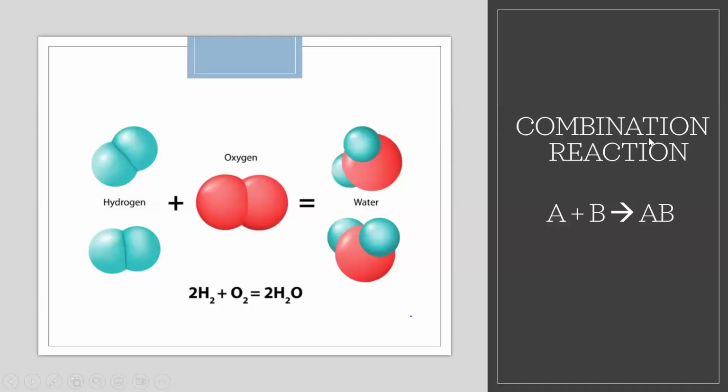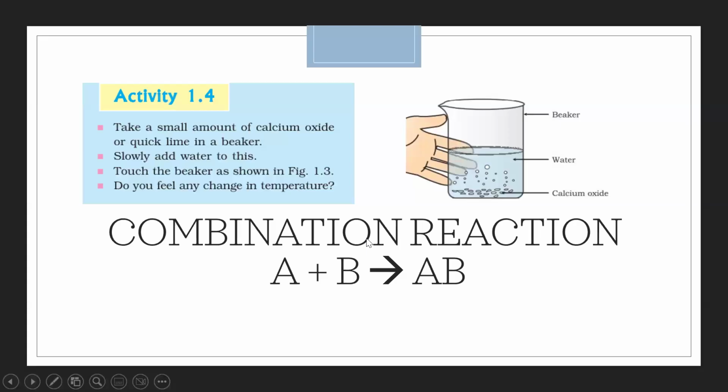Here we are going to see about combination reaction. See, this is an example. Hydrogen combines with oxygen and forms water molecules. See here, hydrogen is combining with oxygen and forming oxygen, hydrogen, hydrogen. So this is an example of combination reaction.